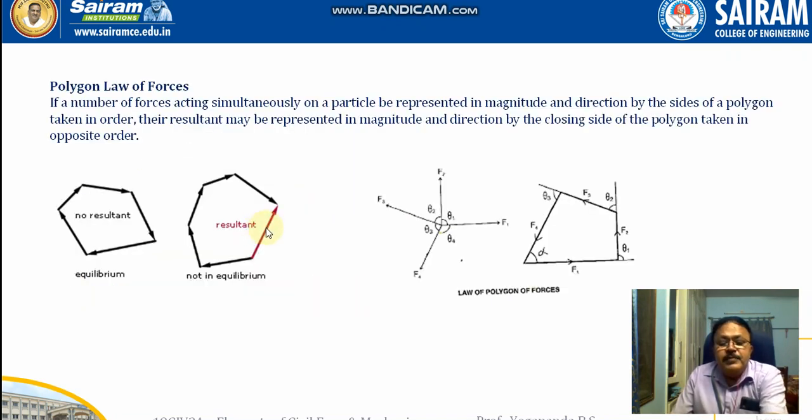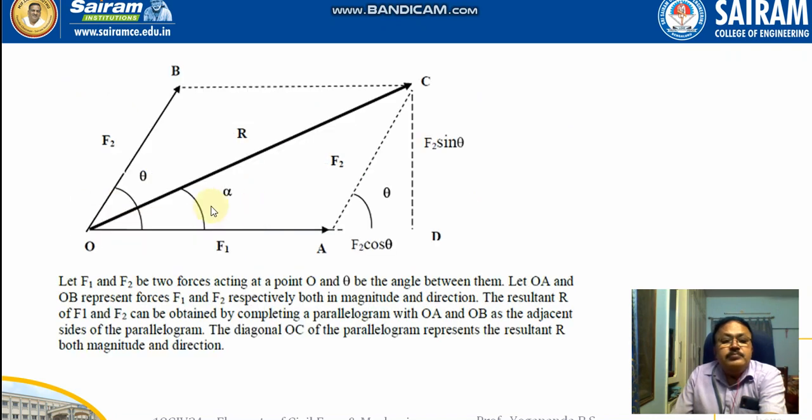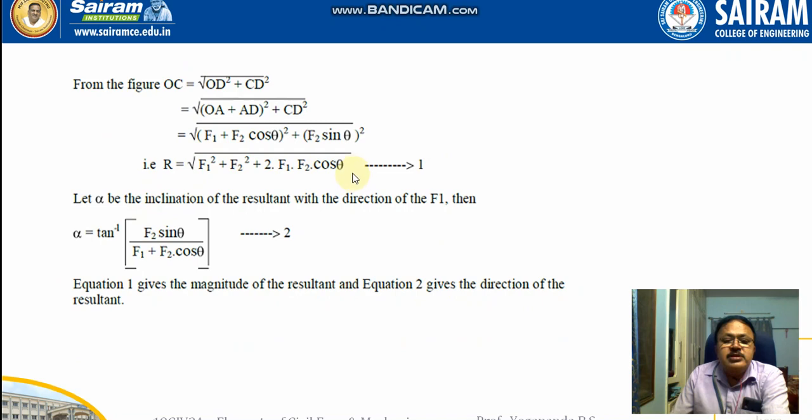If F1 and F2 are the two forces with the angle 90 degree, that is F1 and F2 are perpendicular to each other, then the angle between these two forces F1 and F2, theta, becomes 90 degree. Then cos 90 is 0. So this entire thing becomes 0. So R is equal to square root of F1 square plus F2 square.